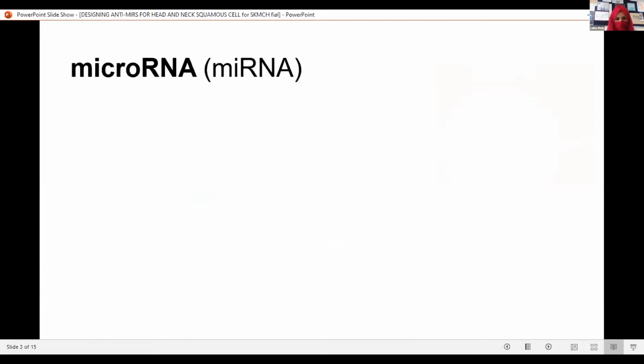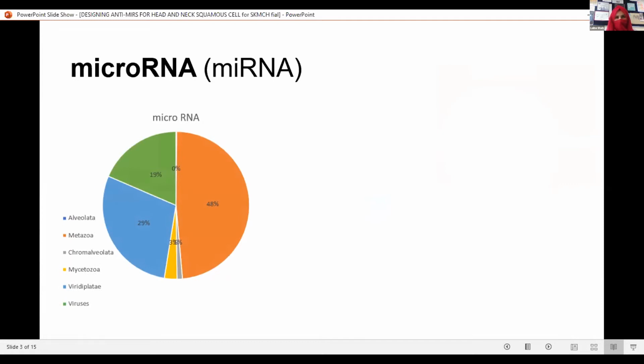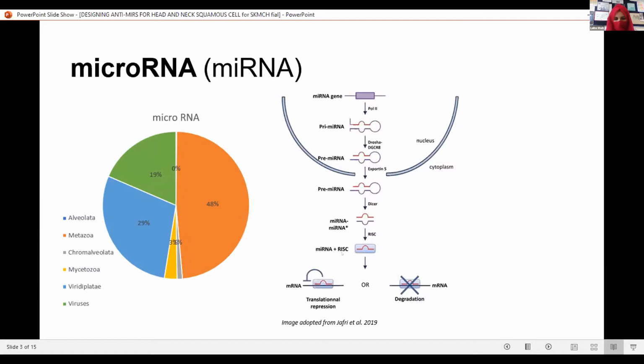So, what are the microRNAs? MicroRNAs are small, 20 to 25 nucleotides in length, and they are distributed in several classifications of organisms, as you can see here. And how are they generated? They have their genes in the intergenic or intronic regions of the genome, and then they get transcribed, and going through several processes, they get matured, and they go and bind with the messenger RNA to either degrade that messenger RNA or to cause translational repression. And in this way, they have a remarkable role in control of gene expression.